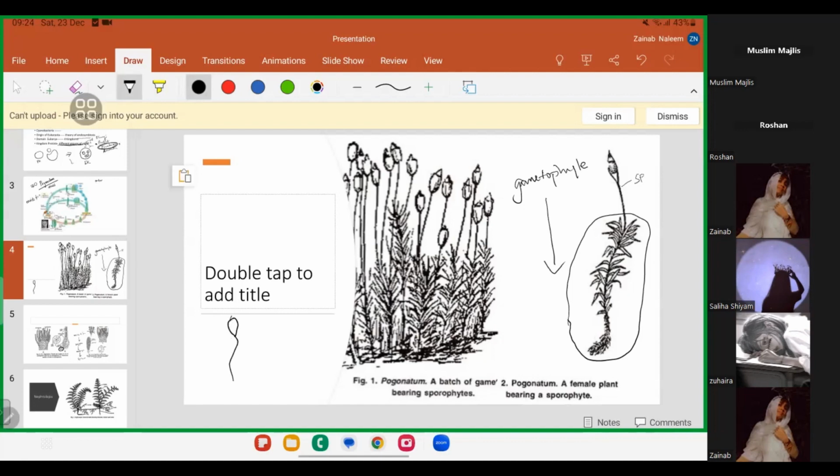this is the part you have. If you focus on this part, you can see the foot, seta, and the capsule. I don't have a picture of this. Wait, I'll show you.